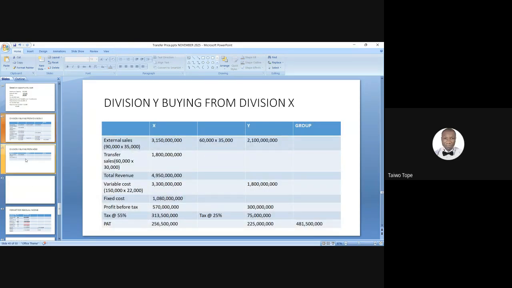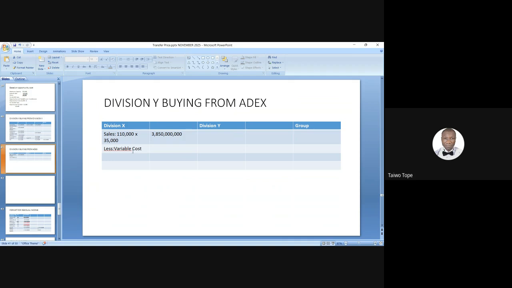The variable cost will be what? 22,000. Yes, on 110,000. 2,420 million. You know, the variable cost is changing based on quantity, right? Yes, sir.